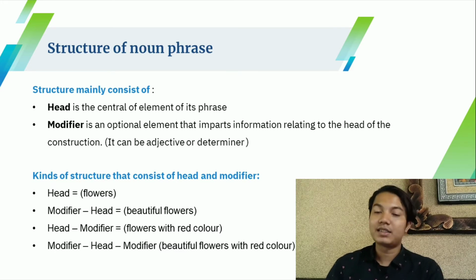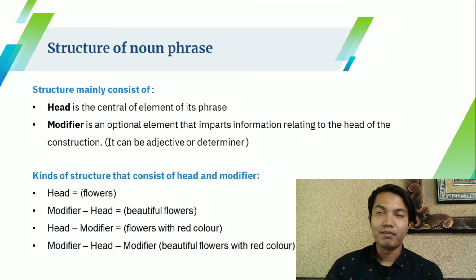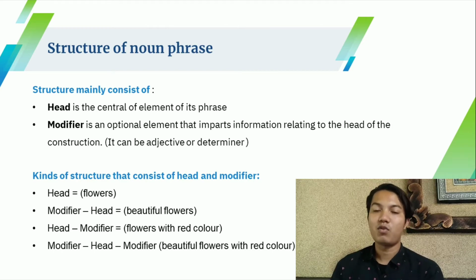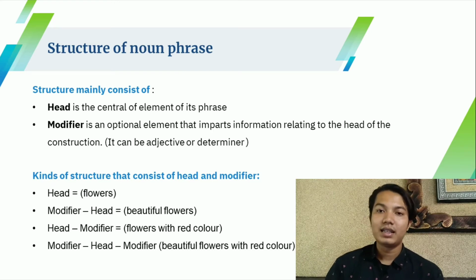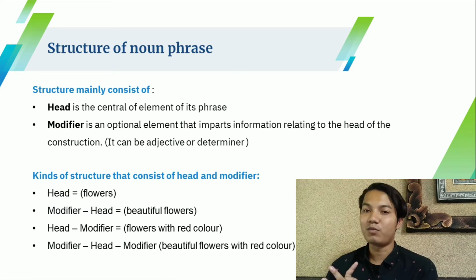The first one is structure that consists of a head only. Example is flowers. The next one, modifier plus head. Example is beautiful flower. Beautiful is a modifier and the head is flower. The next one is head plus modifier. The example is flower with red color. Flower is the head of phrase and with red color is the modifier.